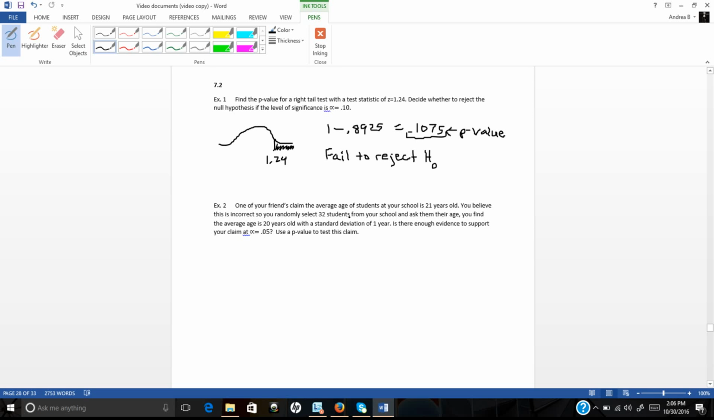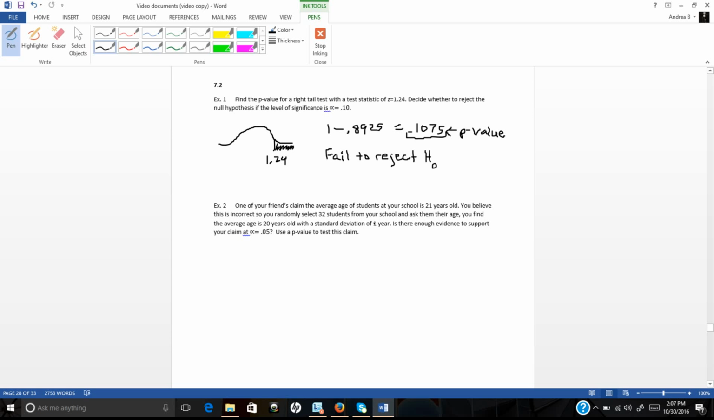This next one we're going to go through some more specifics here with a word problem. So in this case it says one of your friends claims that the average age of students at your school is 21 years old. You believe this is incorrect, so you randomly select 32 students from your school and ask them their age. You find that the average age is 20 years old, with a standard deviation of 1 year.